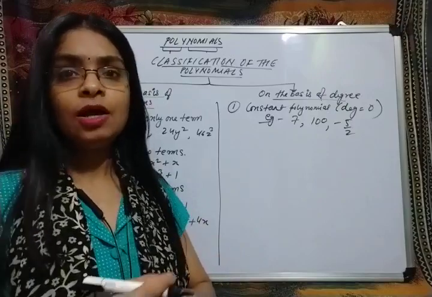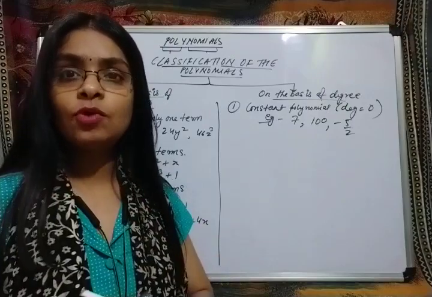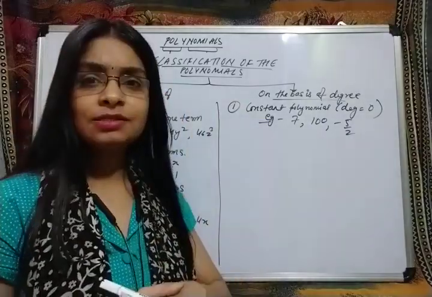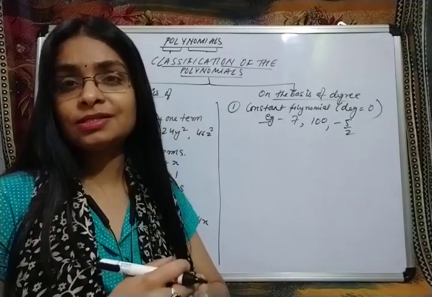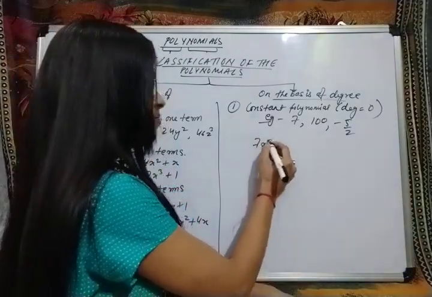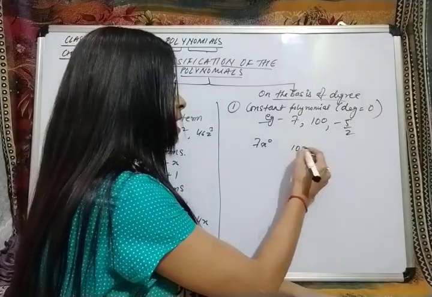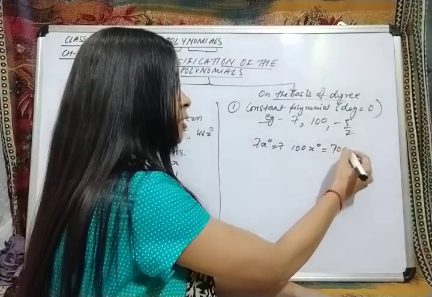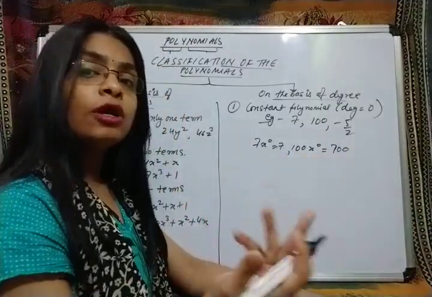Now just see, what about 0? 0 is also a real number, but will it come in this? Will its degree also be 0? No, we can't say. Because for 7 I can write 7x to the power 0, and for 100 I can write 100x to the power 0, and this will give 7 and that will give 100. But what about 0?